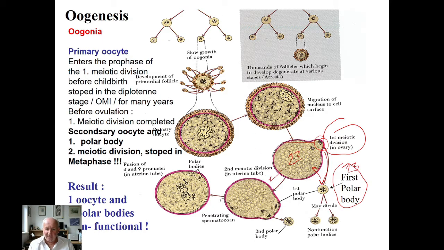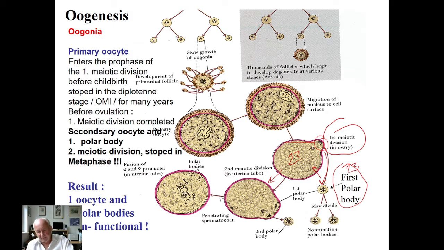And will come a second stop. Mother Nature is stopping the second meiotic division in the metaphase of the second meiotic division. That means in the moment of the ovulation, rupture of the thin wall of the Graafian follicle. This is ovulation, the rupture of the thin wall of the Graafian follicle. In this moment, the oocyte is in the metaphase of the second meiotic division.